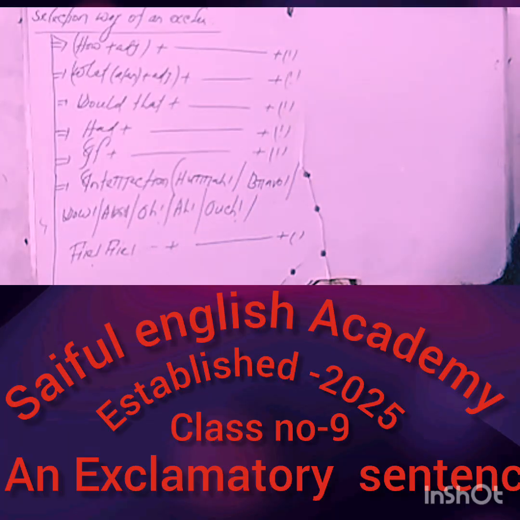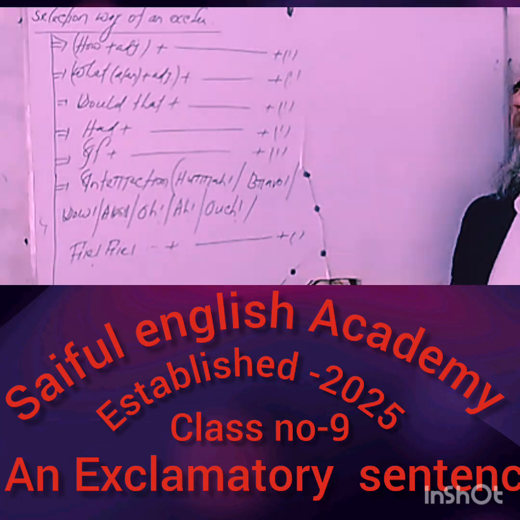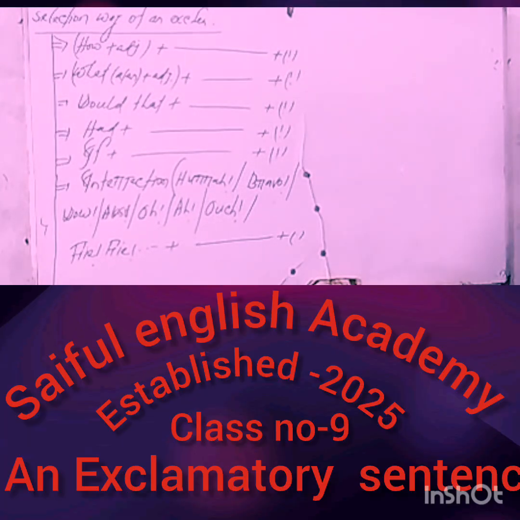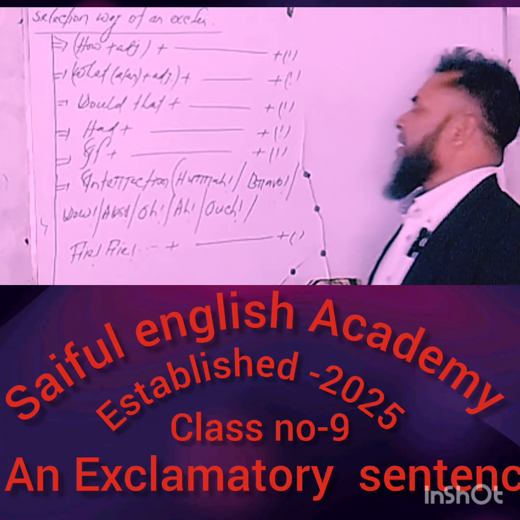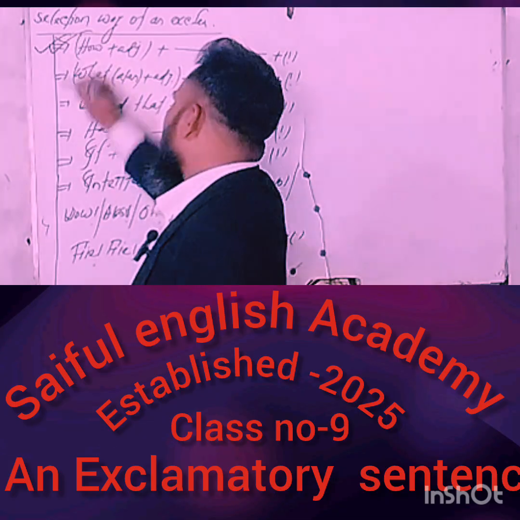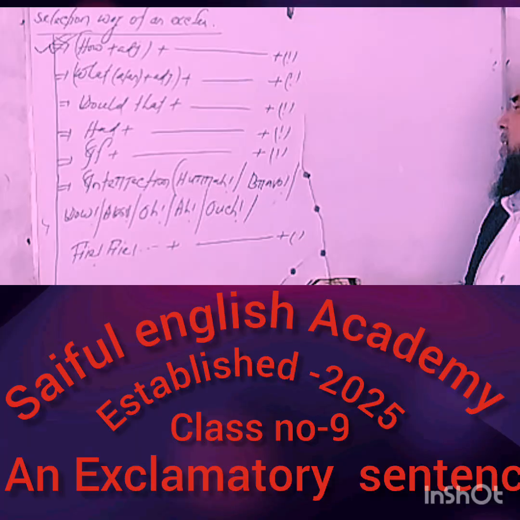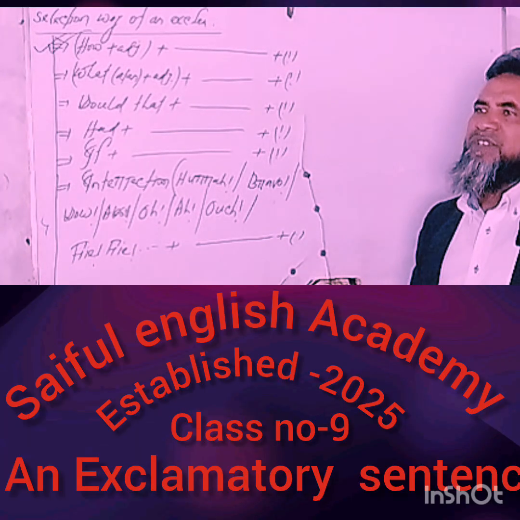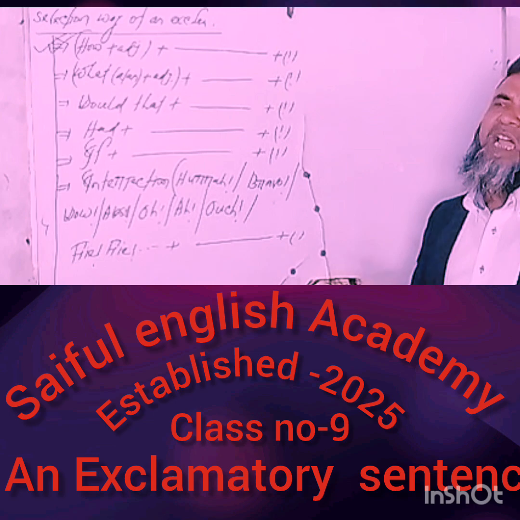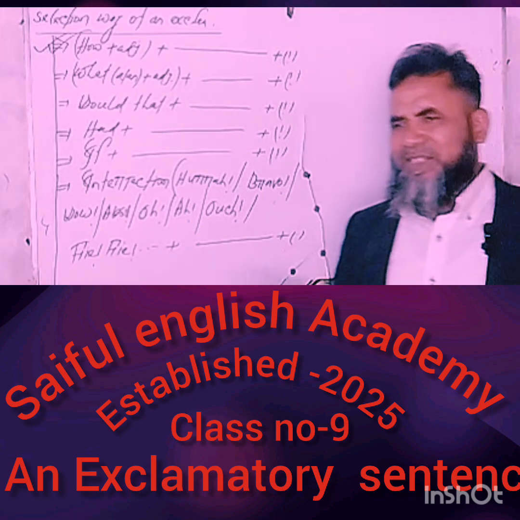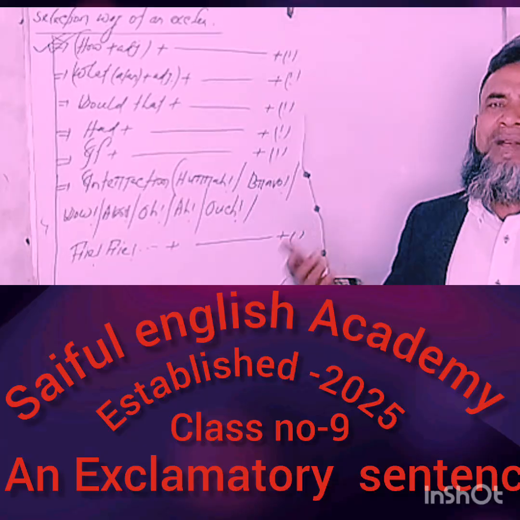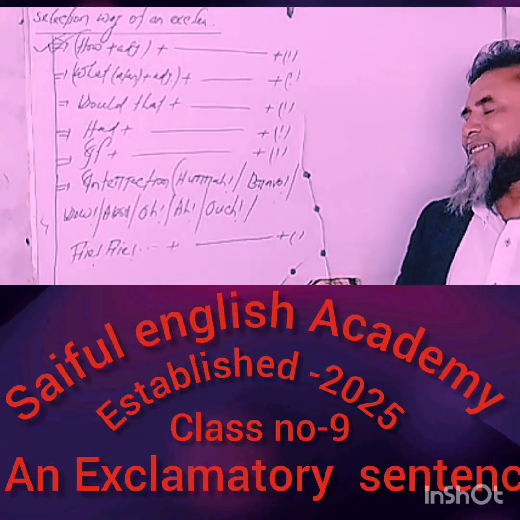Now, dear learners, keep in mind that there are various ways of selection of an exclamatory sentence, but among them, I'm trying to highlight some ways, such as number one, How plus adjective, and finally ended with the note of exclamation, such as: How beautiful our country is! How nice Bangladesh is! How smart Romana is! How lovely Purnima is! How lovely Shabnur is! etc.